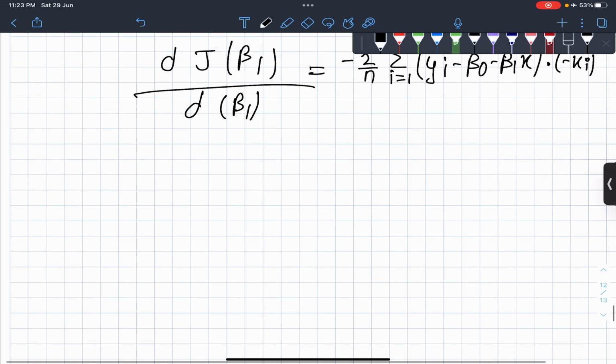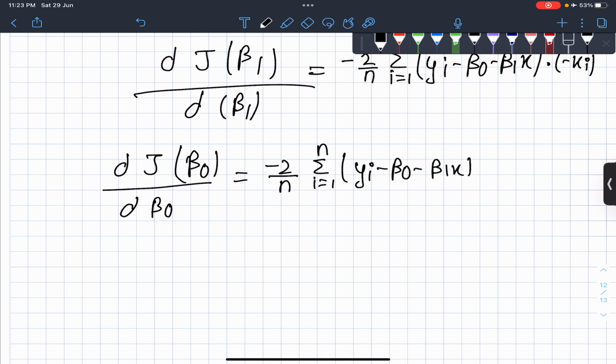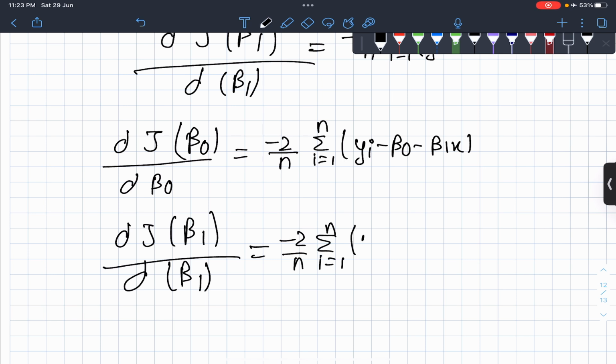So in this video we got that the derivative of J with respect to beta 0 is minus 2 by n, sigma from 1 to n, (y_i minus beta 0 minus beta 1x), and for beta 1 we got minus 2 by n, sigma 1 till n, (y_i minus beta 0 minus beta 1x), into minus x_i.